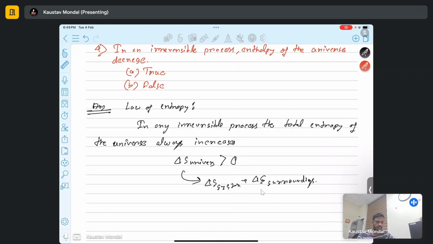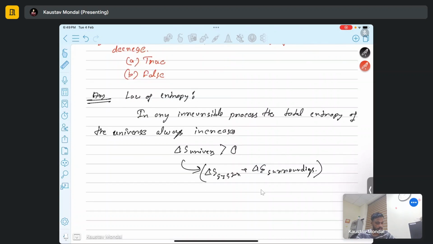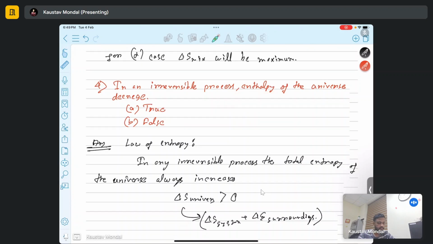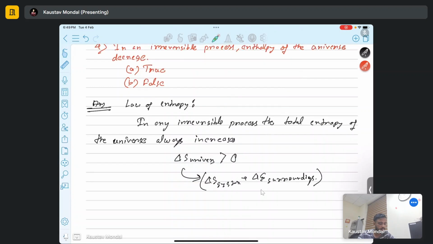So that's addition. If you add those two changes in entropy, that basically gives you the change in entropy of the universe. So that will always be greater than 0 for an irreversible process. Now in the problem we have asked not about entropy but enthalpy, whether the enthalpy will increase or decrease. The problem asks whether it will decrease, true or false.